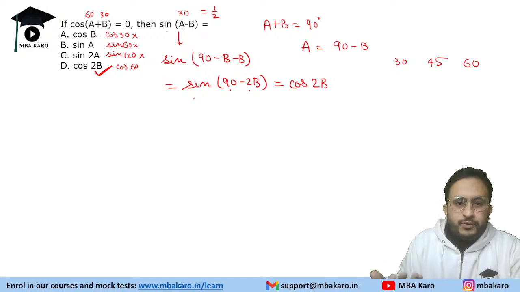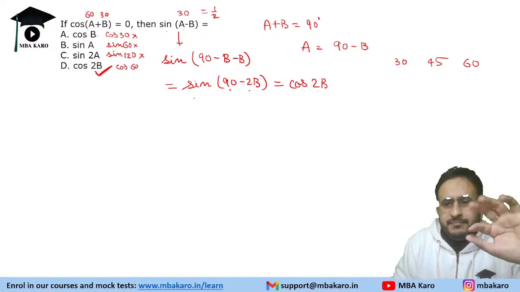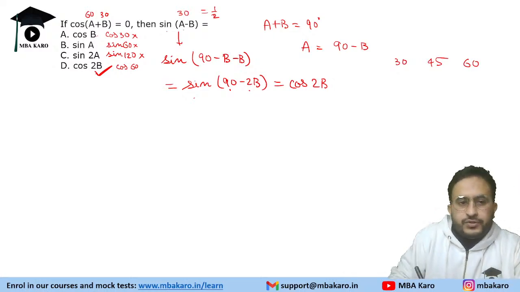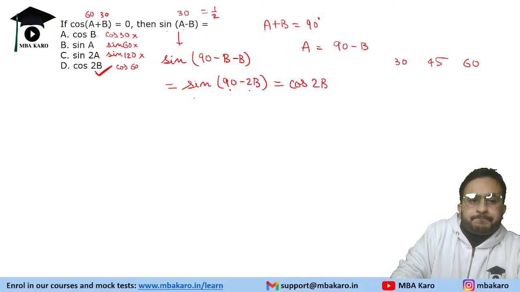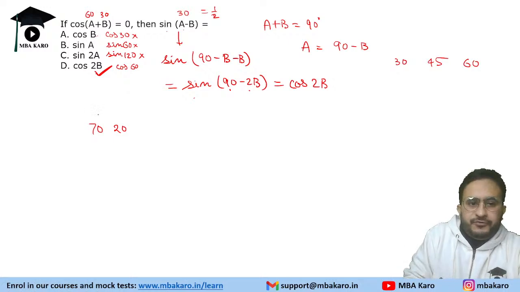You could assume both as 45 degrees, right? That may work. So maybe you can assume some values. Okay, so you could put, let's say, a plus b is 90, so you can take not necessarily 60 and 30, you could have taken 70 and 20 also. Okay, so if you take 70 and 20, let us say a is 70 and b is 20, so we need to find sine 50.